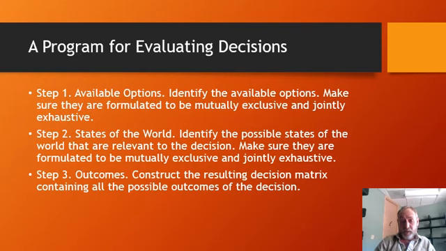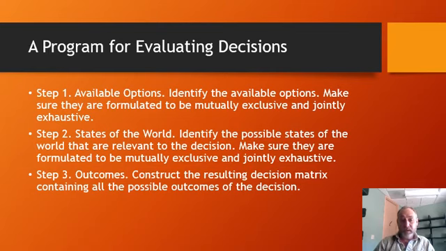So step one would be identify the available options, right? You should recall that from the last lecture. So maybe your options are betting on red, betting on green, betting on blue if we're playing our marble game, right? Or in real life things like attending, right, state university or attending out of state university. Identify the options and make sure that they're formulated to be mutually exclusive and jointly exhaustive.